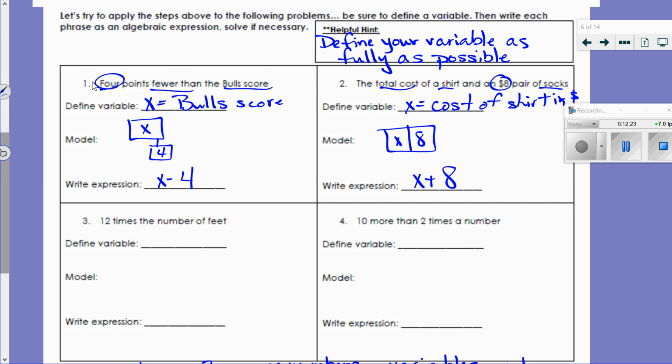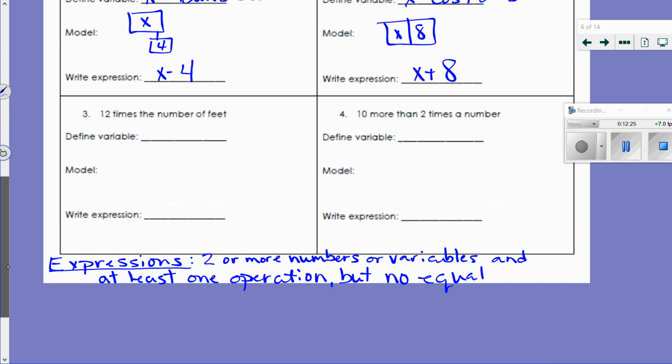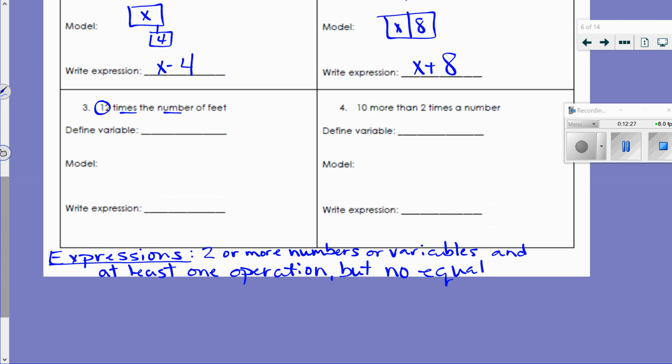Our next one, 12 times the number of feet. So what is it I don't know? Lasena? Good. What variable do you want? X? I'm liking this class. We're using all X's. So X equals the number of feet.